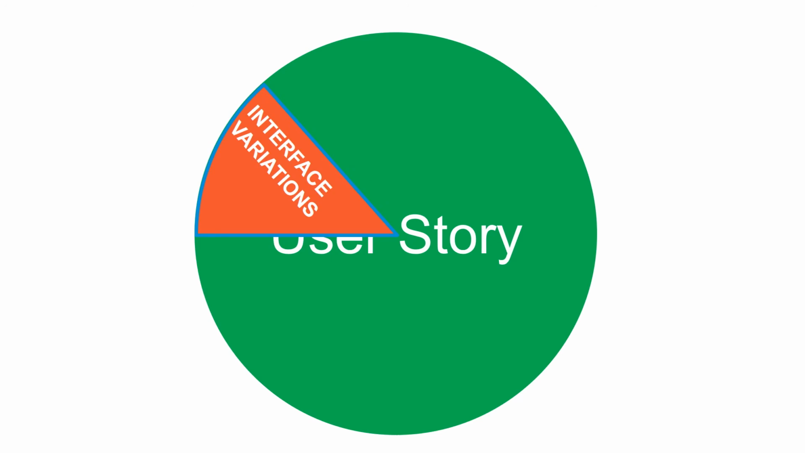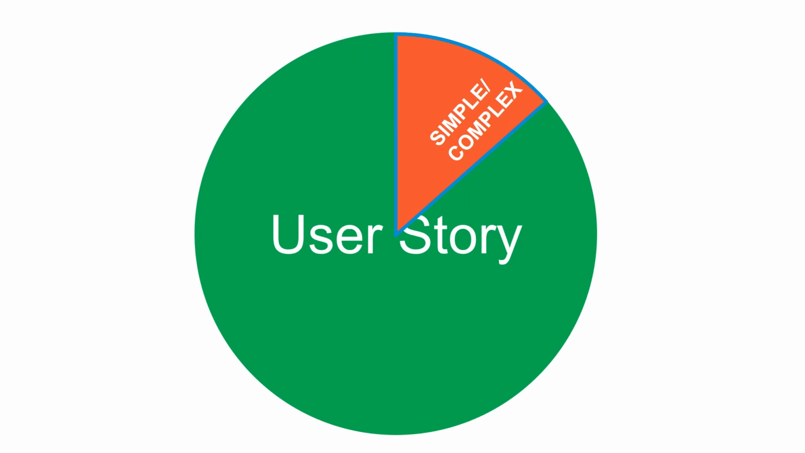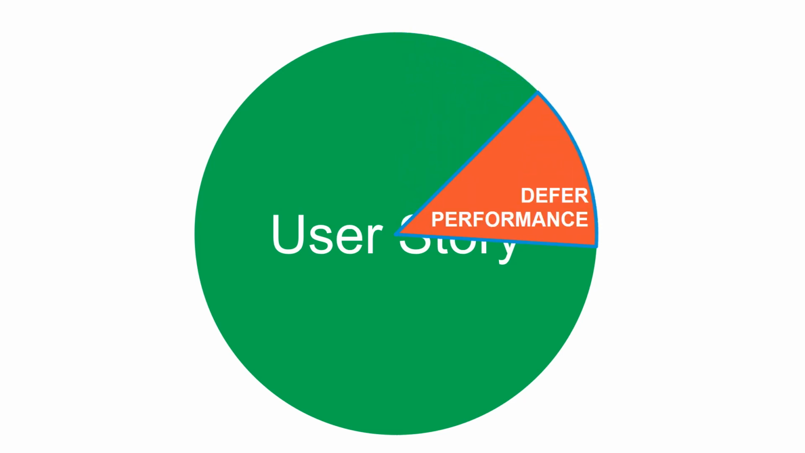Interface variations. Does the story have a complex interface or get the same data from multiple interfaces? Major effort. When you split a story, are the split stories similar in difficulty? Simple/complex. Does the story have a simple core that provides most of the value and/or learning? Defer performance. Does the story get much of its complexity from non-functional requirements such as performance?